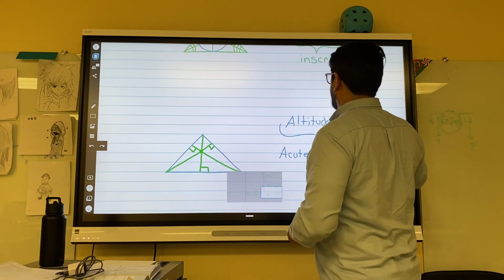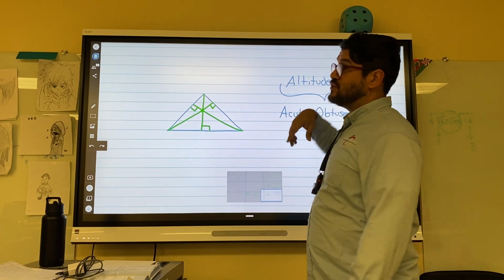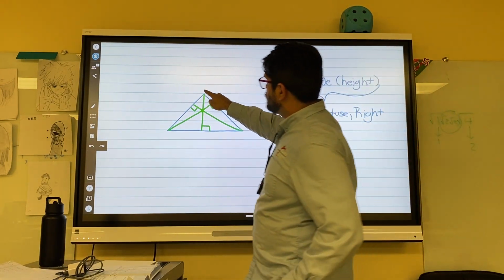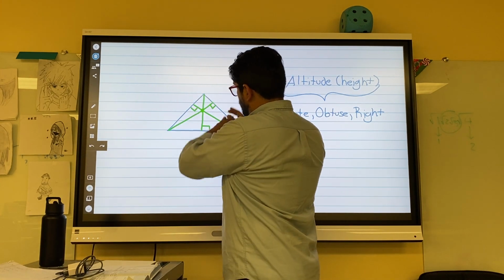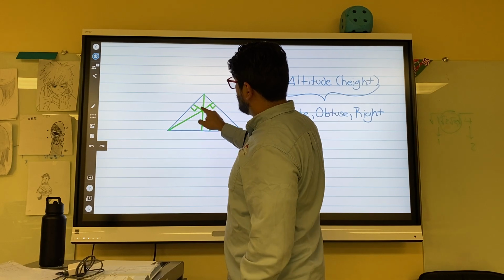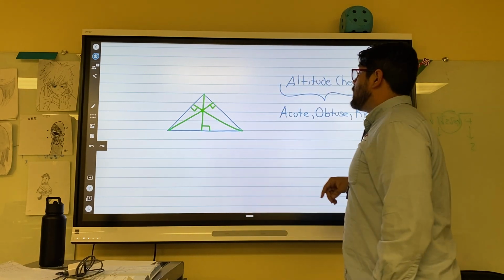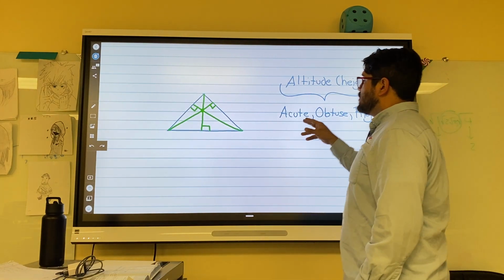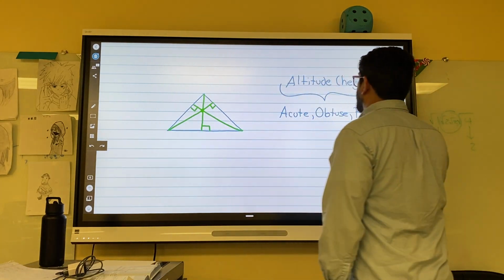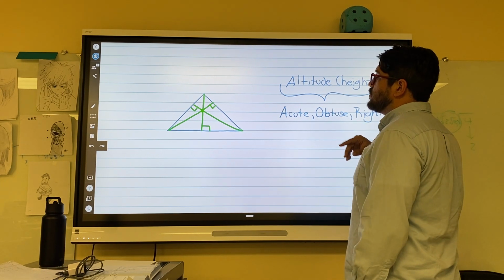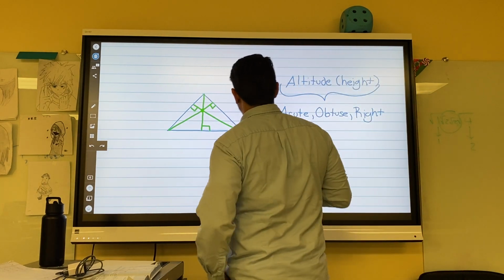There we go. All right, next one is an altitude. Another word for altitude is height. The height of the triangle going here, and then if you turn the triangle, the height going there, and then the third height going there will cross at this point. Depending on where this point is, it will tell you if the triangle is acute, obtuse, or right. Acute will be inside, obtuse would have ended up outside, and a right triangle would have ended up right in this corner.